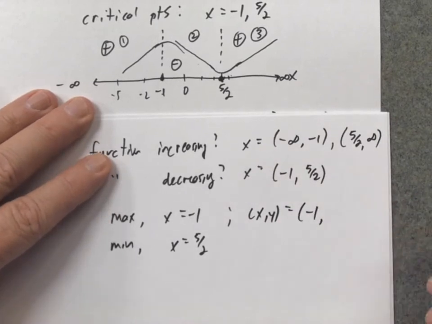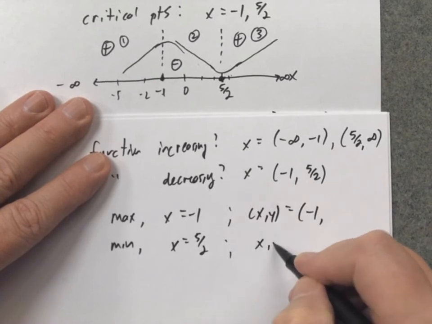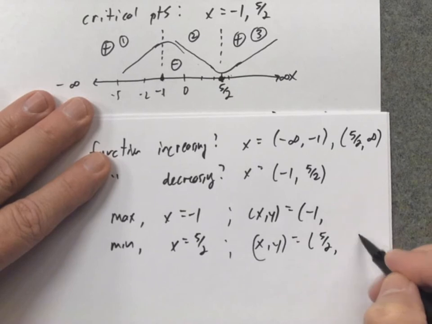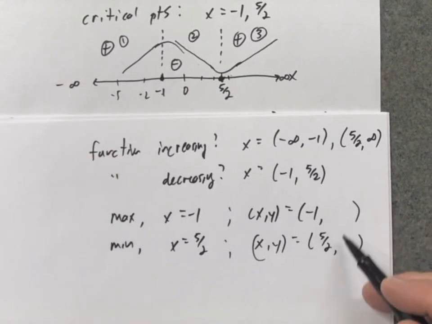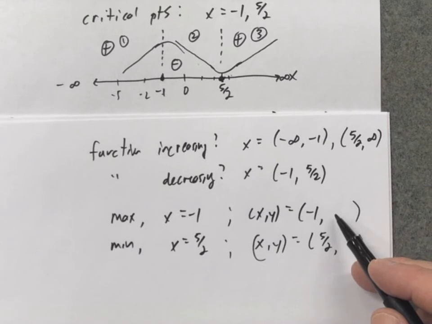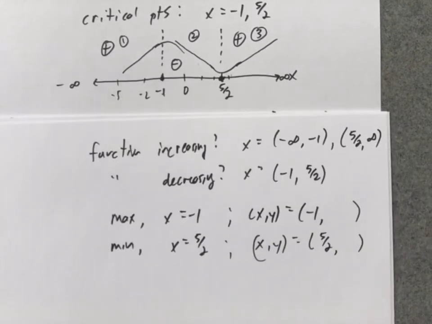So I know the x is -1. I don't know the y. And for the minimum, I know it's 5/2. So I want to find the y. So how do I find this y? And this is key. You have to go back to the original function. Don't go back to the derivative. You go back, way back to the original function. Start of the problem.